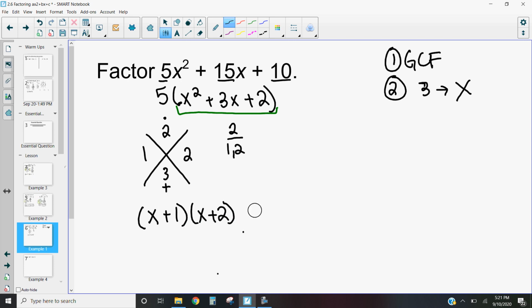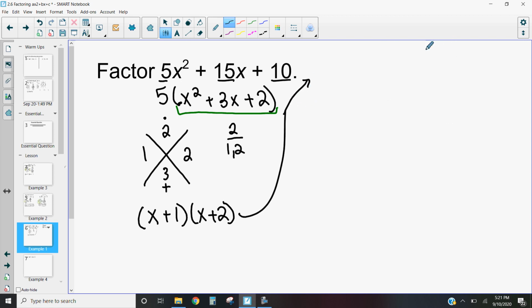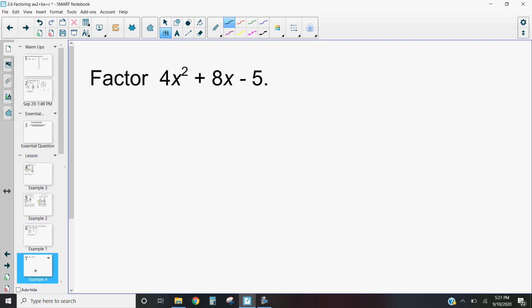But when we fully factor this, what has to end up happening is we actually have to include that 5 there. So the factored form of this 5x squared plus 15x plus 10 is actually going to be 5 times x plus 1 times x plus 2. That's fully factored out. We have to factor out that greatest common factor before we go into the other parts. Otherwise, our methods aren't always going to work. And we can see that every time.